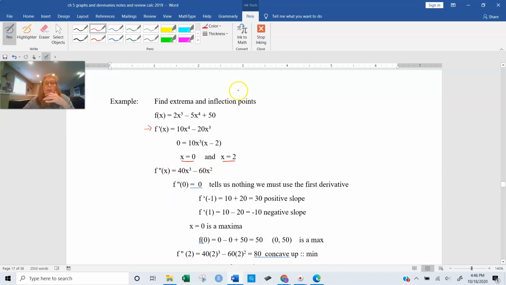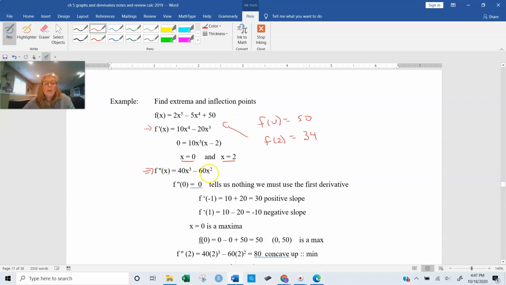Okay, so now if we do f of 0, remember your original, you're going to get 50. And when we do f of 2, again into your original is where you're plugging this, and you're going to get 34. Okay, so we got our 2 points. Now we do our double derivative. So we take this guy, second derivative.